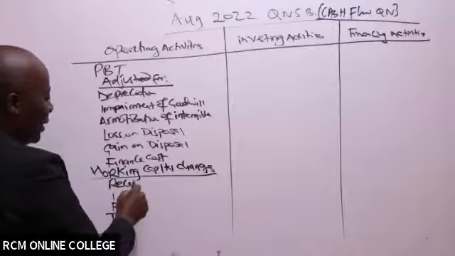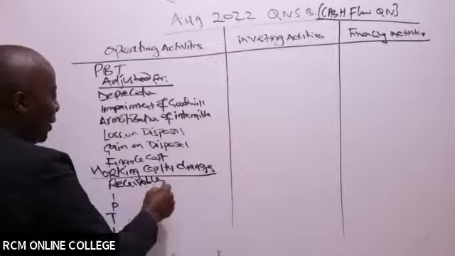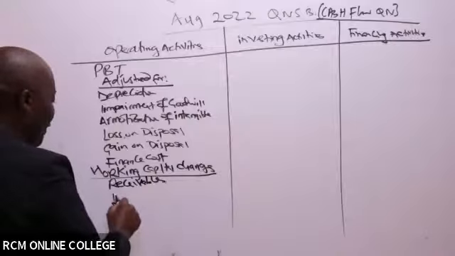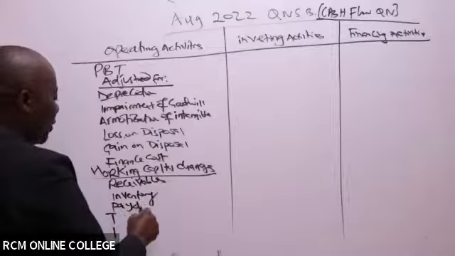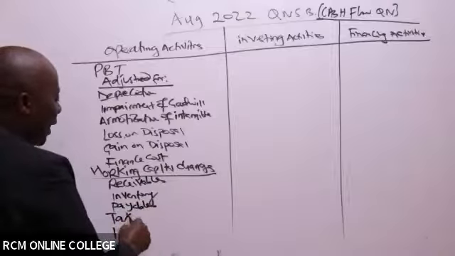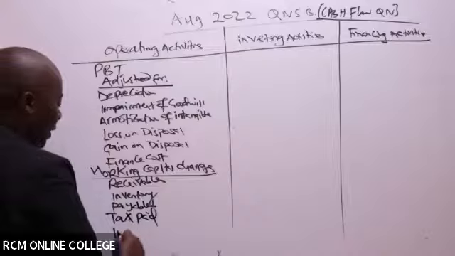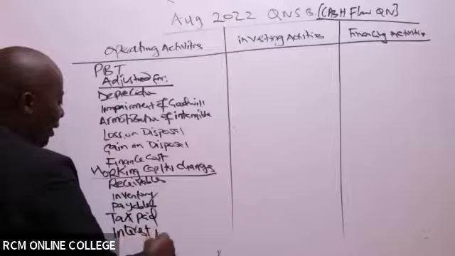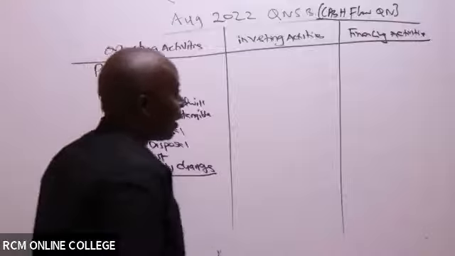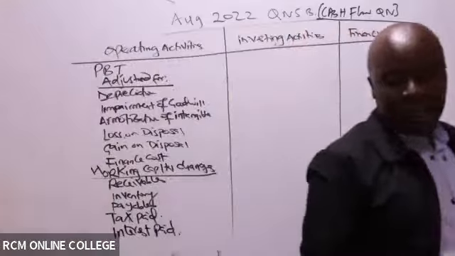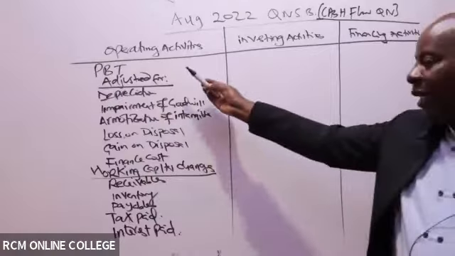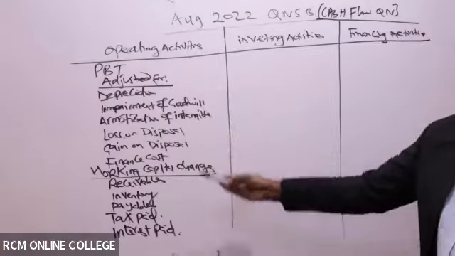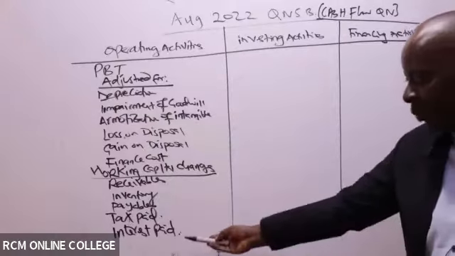These are receivables, inventory, and payables. We have tax paid and interest paid. These two workings are very, very critical. So let me know once you, great students of mine, are able to finish writing up to here.